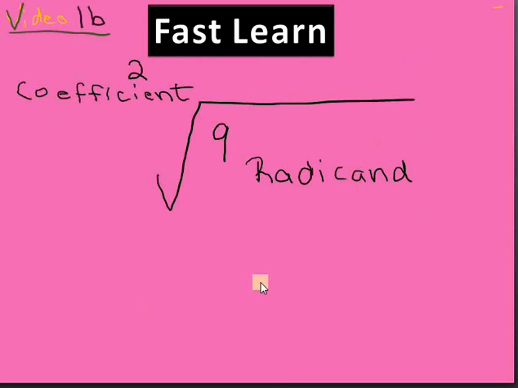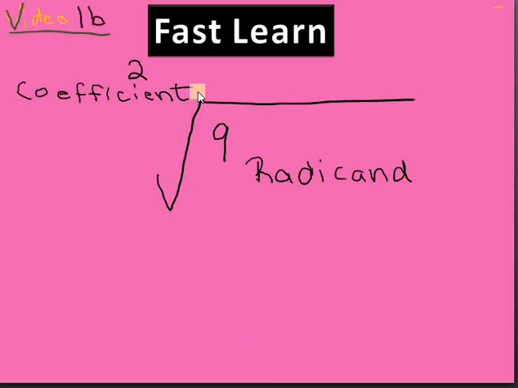Okay, let's go ahead and start with our radicals, our square roots, video 1B. And we're going to learn some of the terminology in this quick video lesson, and we're going to learn why. And we're going to do a few examples that we did not do in the last videos, where they're not perfect squares. But we're also going to do a quick review.